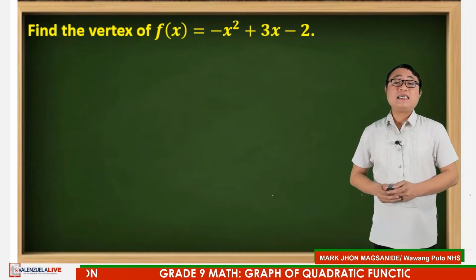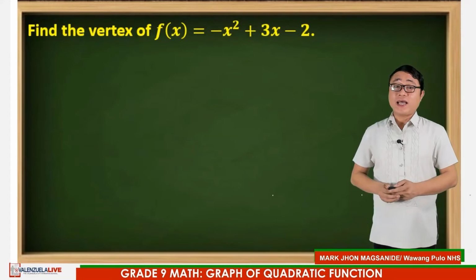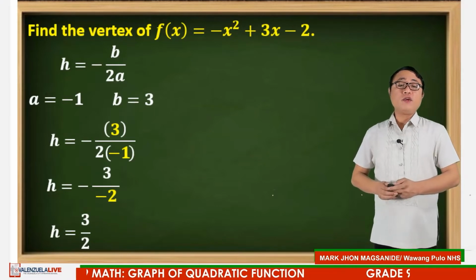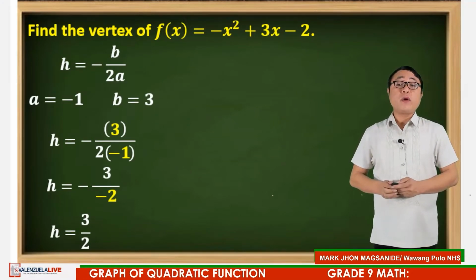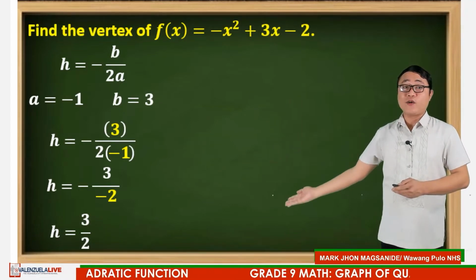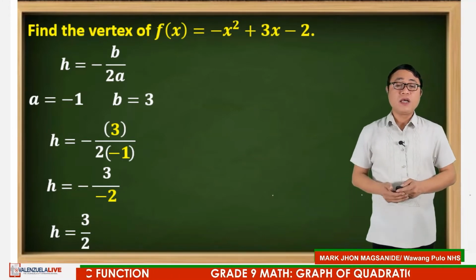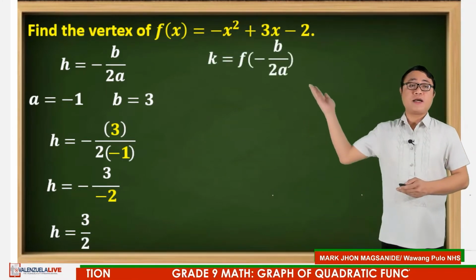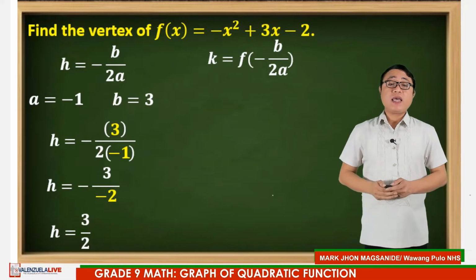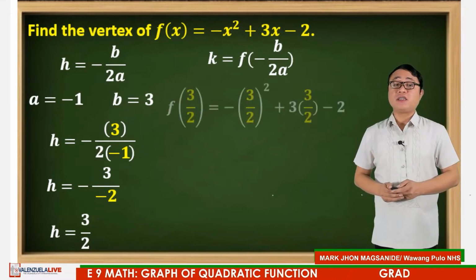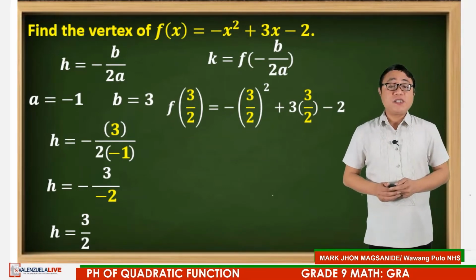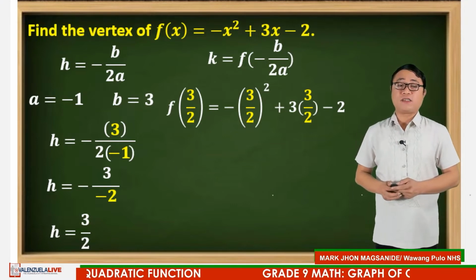Next is the same example, but we will try the other set of coordinates. This time, I will show you using the formula for solving k while the formula for h will remain the same. We were able to solve for h a while ago, and that is 3 halves. Let us solve for k using this formula. f of negative b over 2a. In here, evaluate the given function using the value of negative b over 2a. Or in short, substitute the value of h, which is 3 halves.